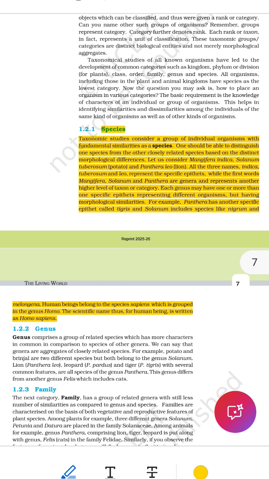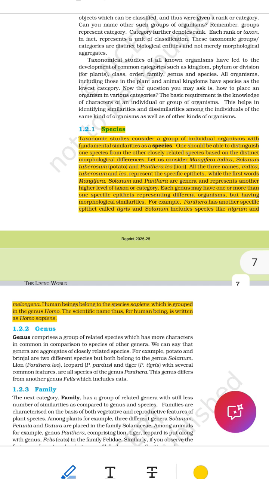Example 1, mango: genus is Mangifera, species is indica, scientific name Mangifera indica. Example 2, potato: genus is Solanum, species is tuberosum, scientific name Solanum tuberosum. Example 3, lion: genus Panthera, species leo, scientific name Panthera leo. So in each name, the genus is the group and the species is the specific organism.